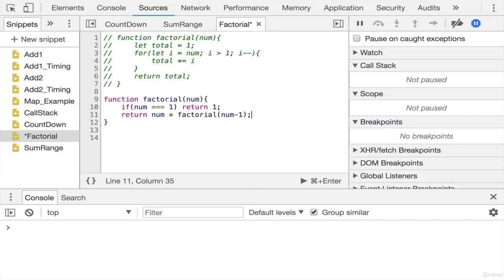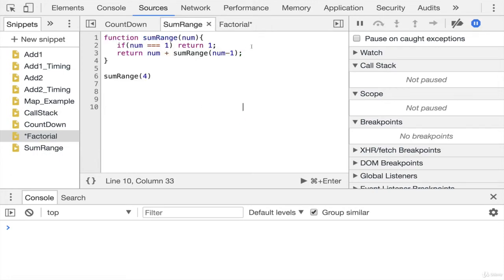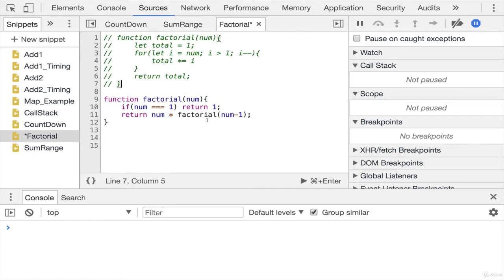So it's short. And if we step through it, let's do it with 3 again. It's the same idea behind the last one we did with sum range, right? It looks identical, except we're multiplying instead of adding. So factorial of 3 is going to return 3 times factorial of 2. Factorial of 2 is going to return 2 times factorial of 1. Factorial of 1 returns 1. So then we work back up.